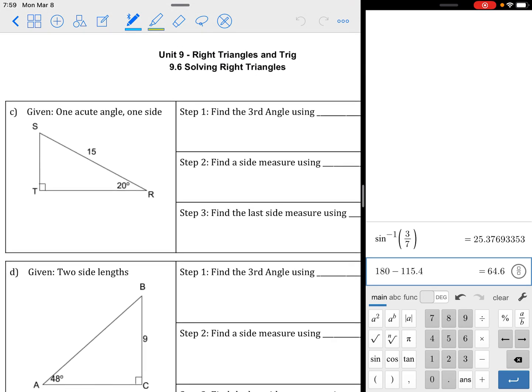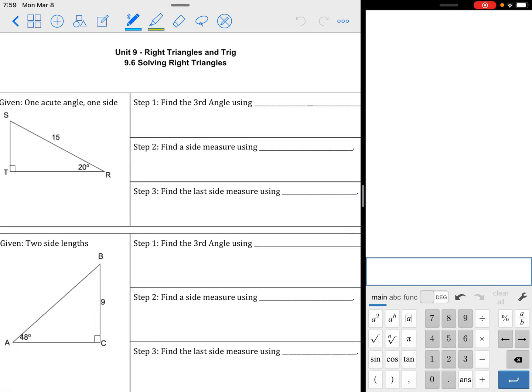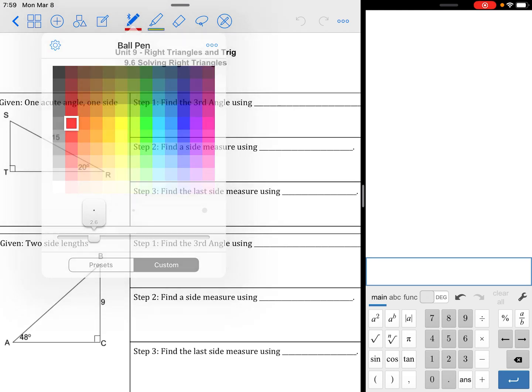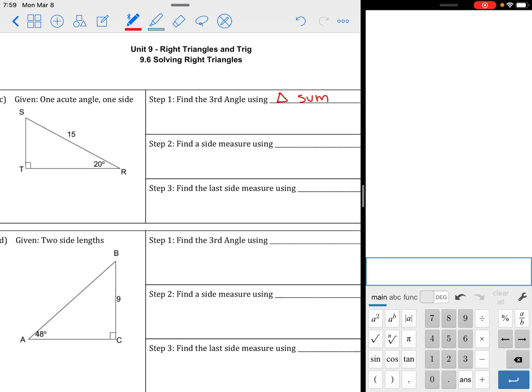So now, what if I'm given one angle in one of the sides? The easiest thing to do if I'm given one of the angles is to find the third angle. So the first thing I'm going to do is find that third angle using the triangle sum. I'm going to look at the two that I have. I have the 90-degree angle because it's a right triangle, and the 20-degree angle, and I need to figure out what's left to equal 180.